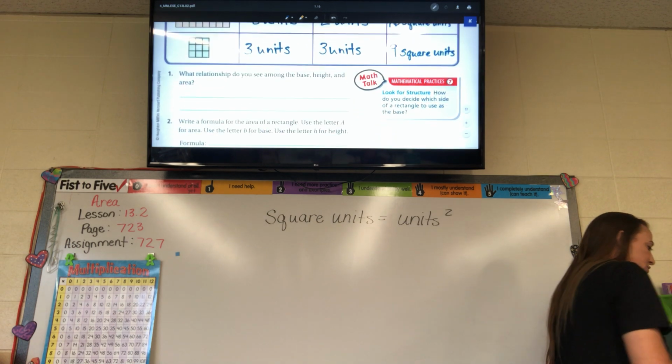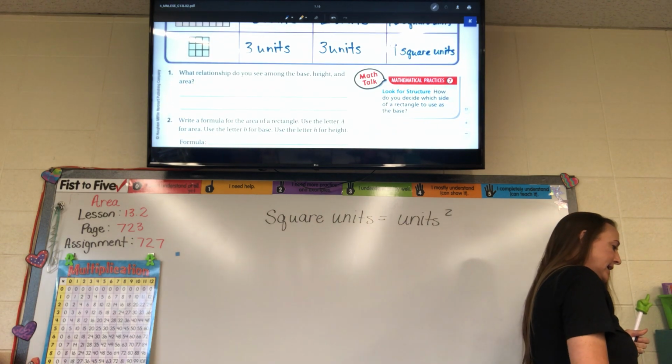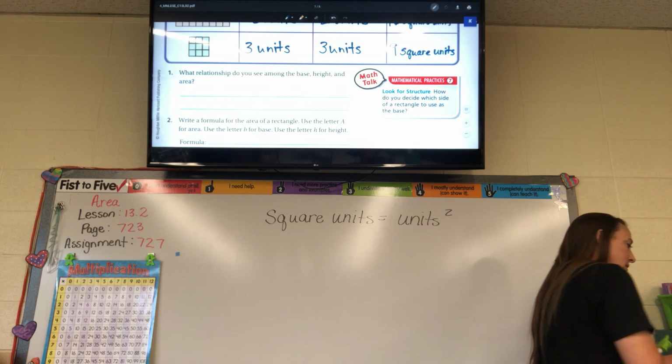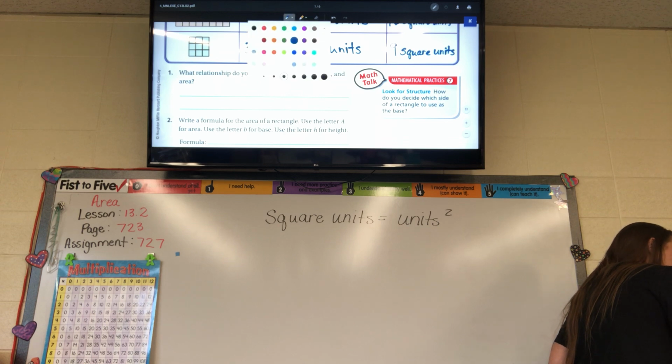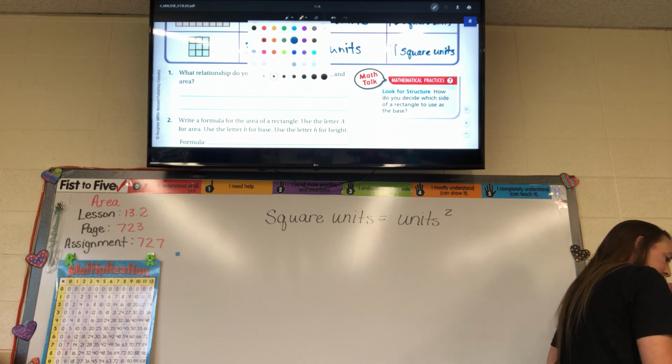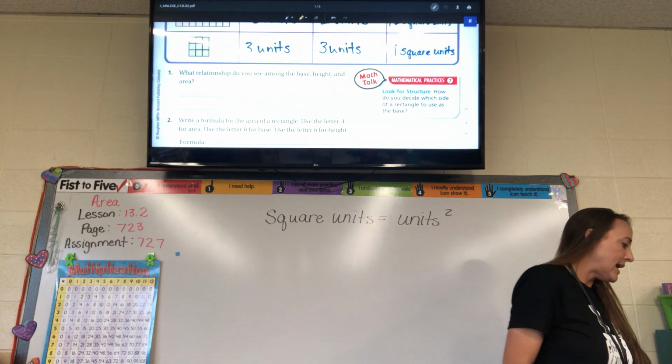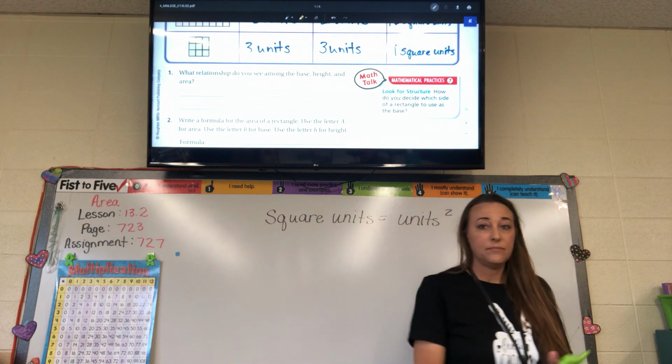What relationship do you see among the base, height, and area? Okay, so we're going to write down here the product of the base and height is equal to the area. Sound good with you?